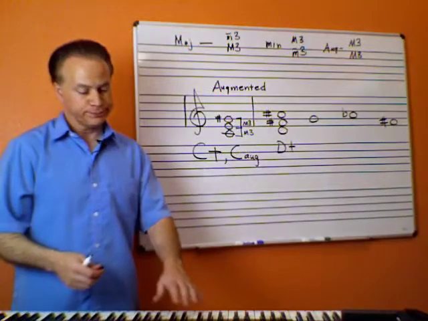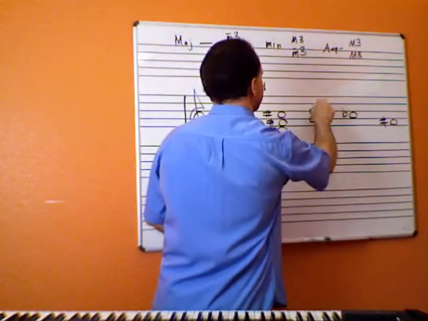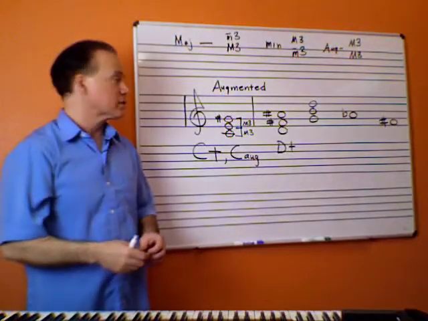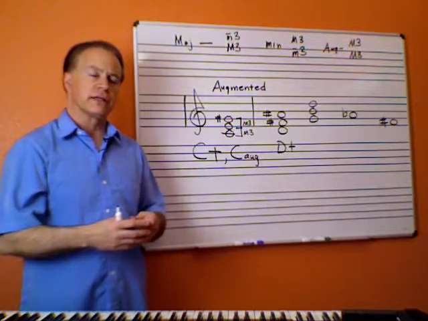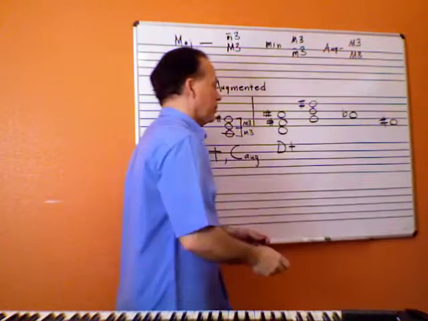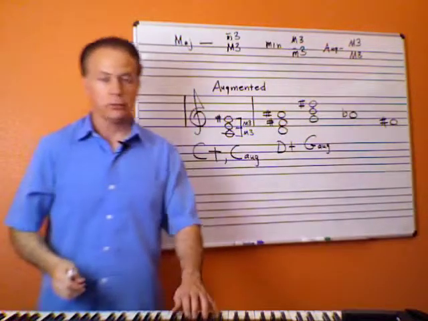Now let's go on to G. G major triad, you know it's going to be G, B, D, and that turns out to be the first, third, and fifth note of the G major scale. So if we just take that D and raise it by a half step, it's going to become a D sharp. And there's your G augmented triad.